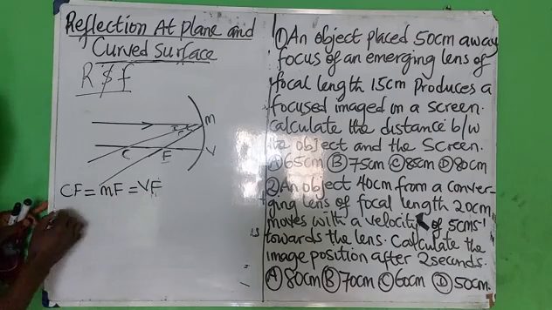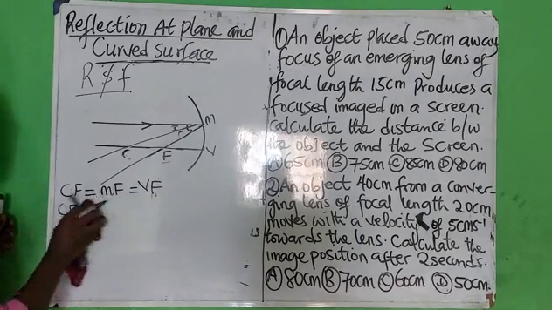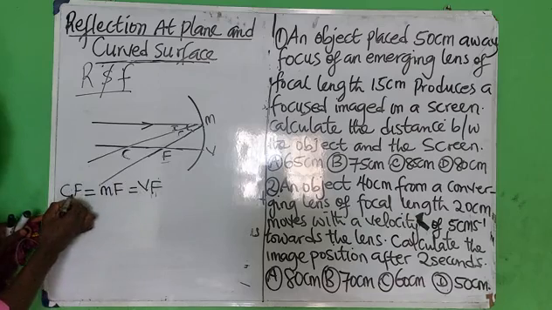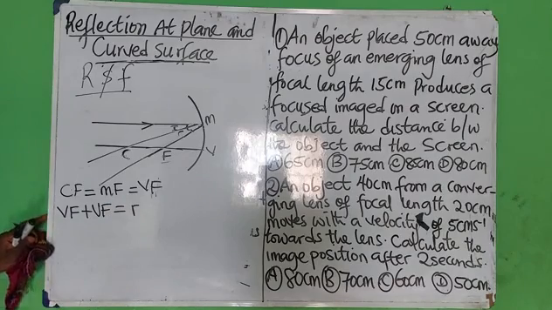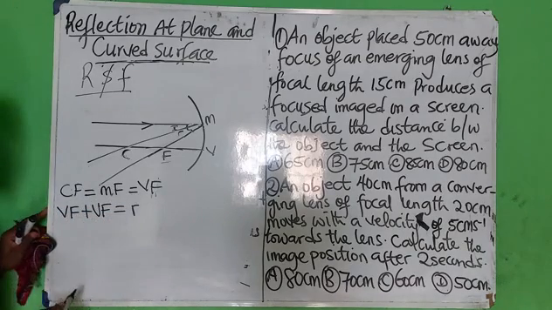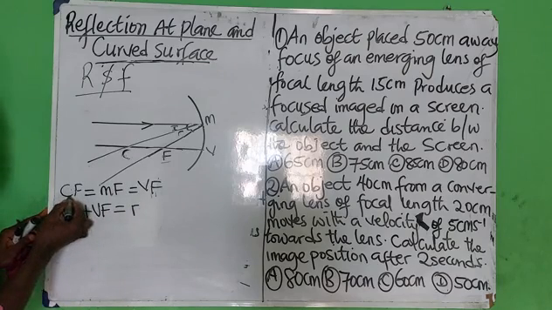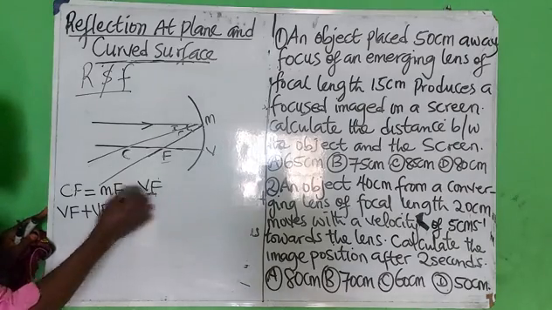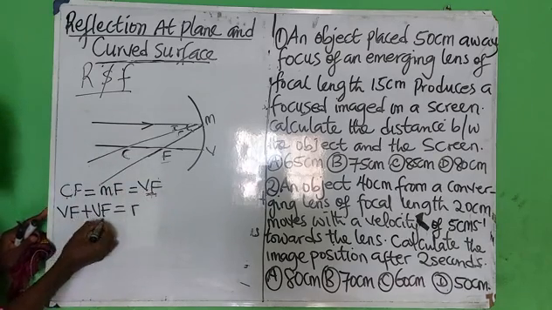Now, from what we've written, CF is also VF. If CF is also VF, it means that we'll have another VF. You have CF equals MF equals VF. If these three are equal to each other, already I have one CF here and one VF. So wherever I see CF, I'll put VF.